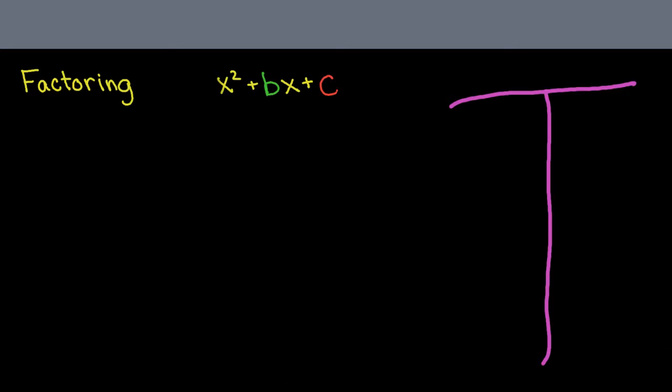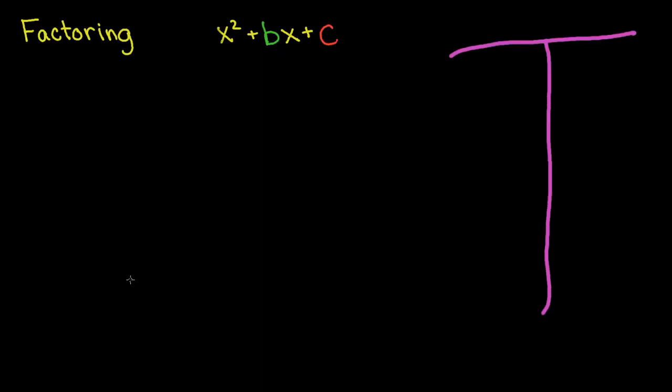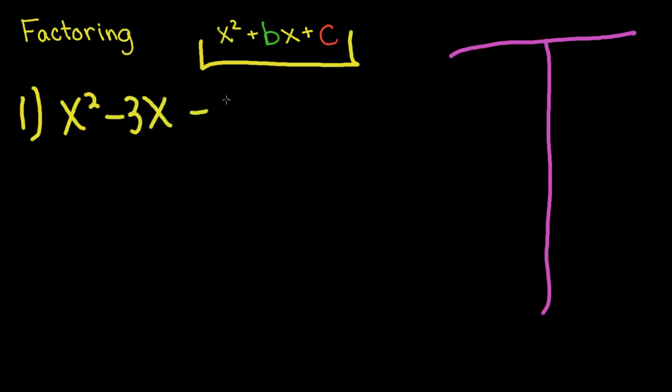Hello everyone. Today we're going to be learning how to factor a quadratic expression x squared plus bx plus c. So let's get started. Our first problem, problem 1, will be x squared minus 3x minus 54.